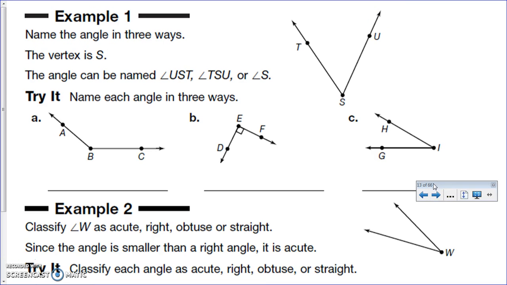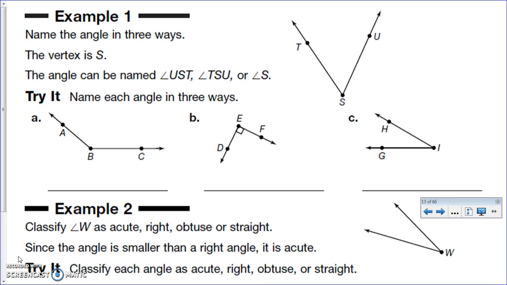Example 1. Name the angle in three ways. For this one to our right, the vertex is S. So the angle can be named angle UST, angle TSU, or angle S. Try it. Name each angle in three ways.